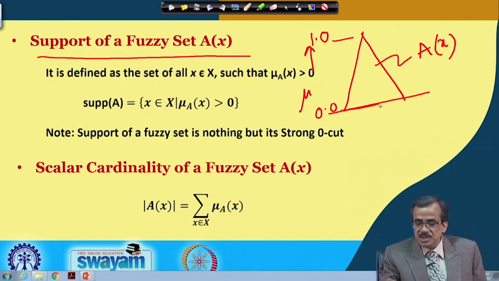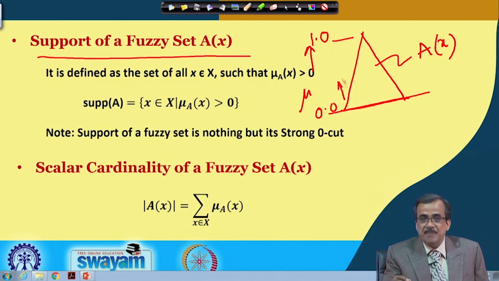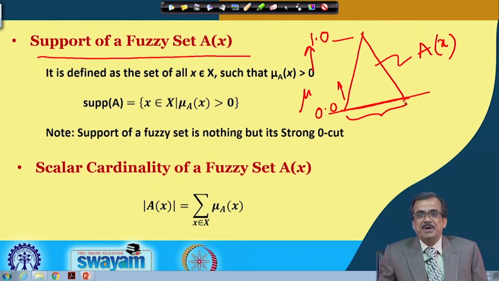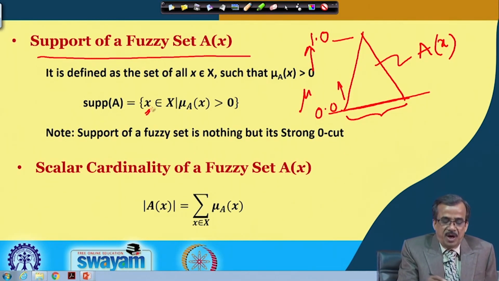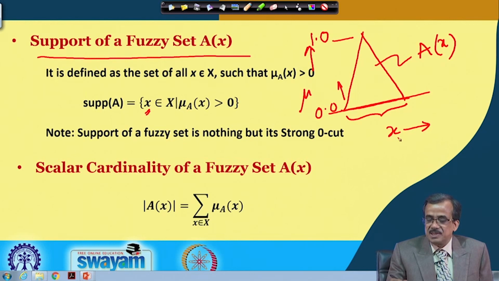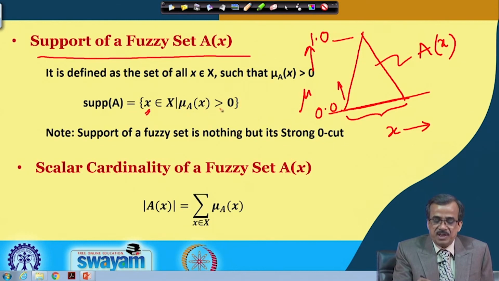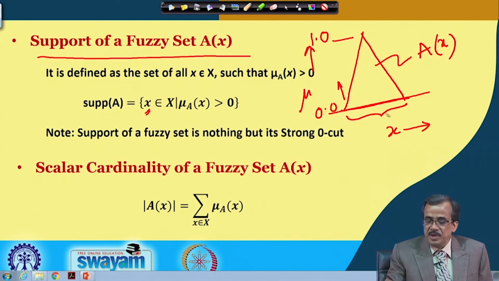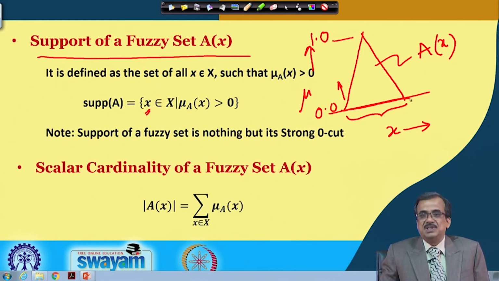So, corresponding to this, mu is equal to 0.0, and if I consider that mu is greater than 0, I am just going to indicate the limiting values for this particular x, and this is going to indicate the support of a fuzzy set. And here you see x belongs to capital X, that is the universe of discourse, and this particular condition holds good, that is mu A(x) is greater than 0. So, this is going to indicate the support of a fuzzy set.